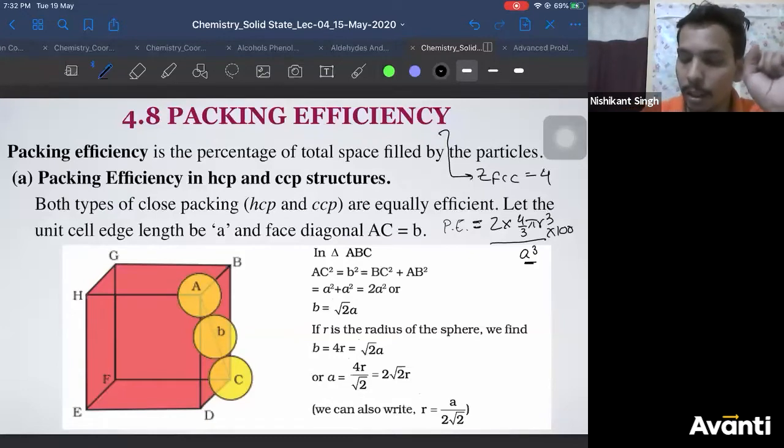Now, all of you observe one thing. I'll draw one diagram here.